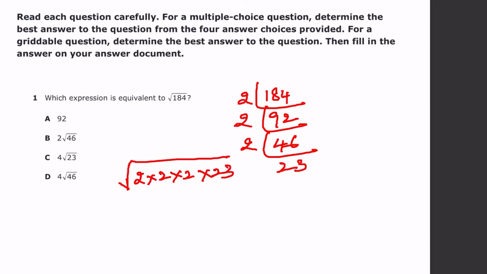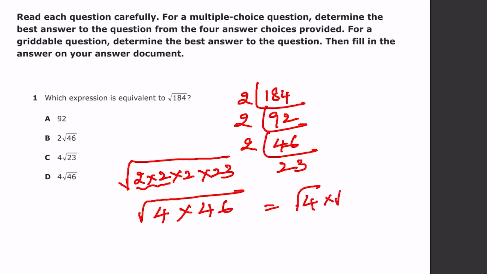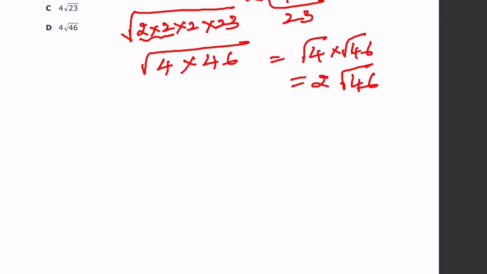Now you can write this as root of, taking these two together because this becomes a perfect square, 4 into 46, which can be written as root of 4 into root of 46, which is equal to 2 root 46. So therefore B is the right answer. This is the correct answer. Next question.